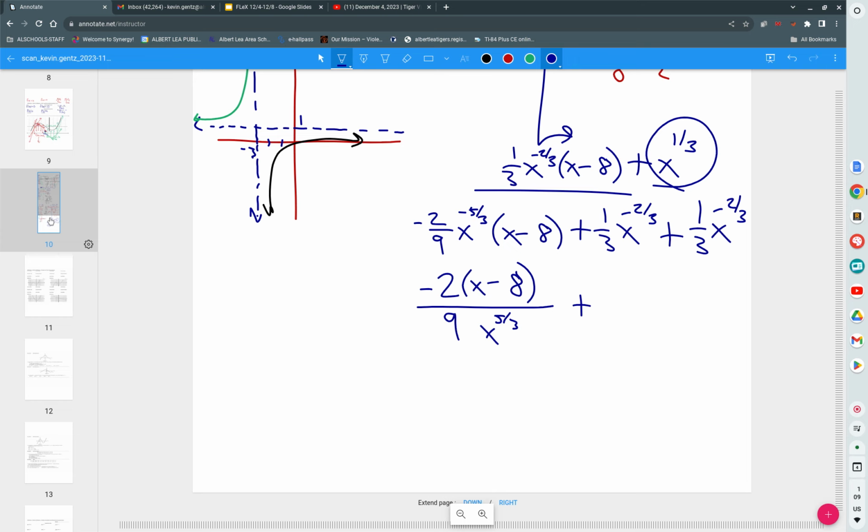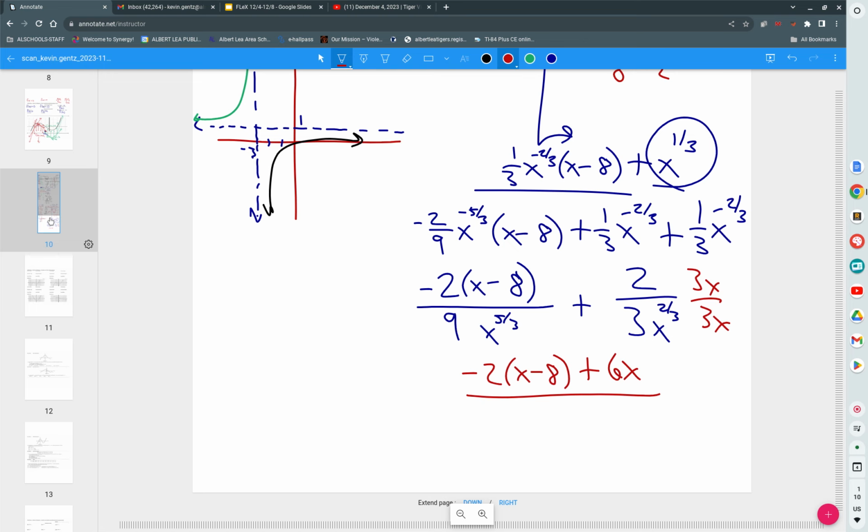Plus, there's 2 of these, right? So instead of 1/3, it will be 2/3. So 2 over 3 x to the 2/3. Common denominator. How are these different? By what factor? What do I need to multiply by? 3x. Good, 3x. And that cleans it up pretty quickly. Negative 2 times x minus 8 plus 6x over 9x to the 5/3.